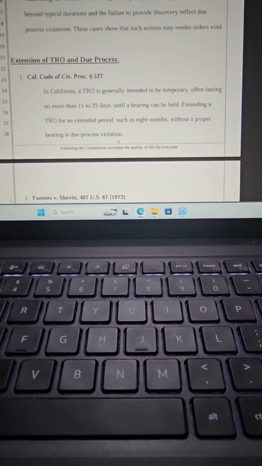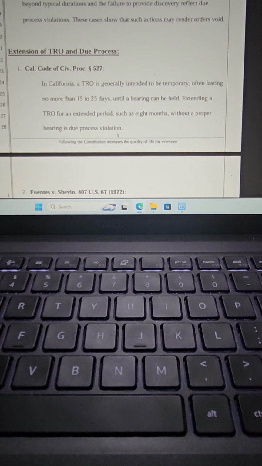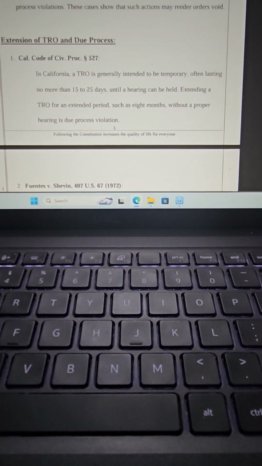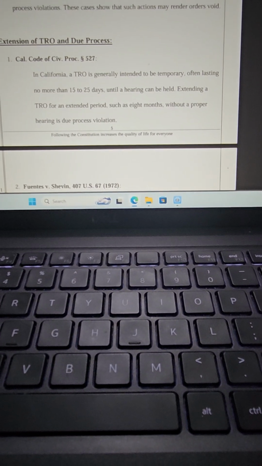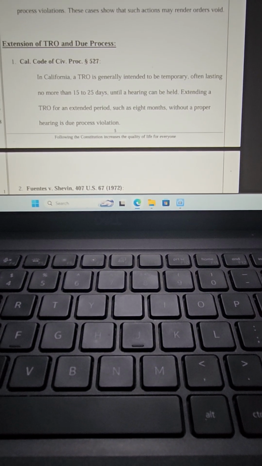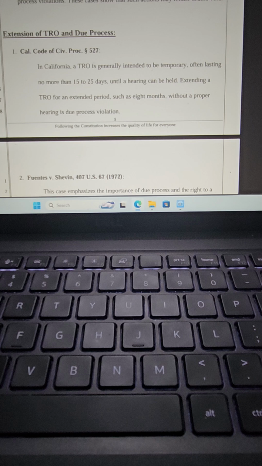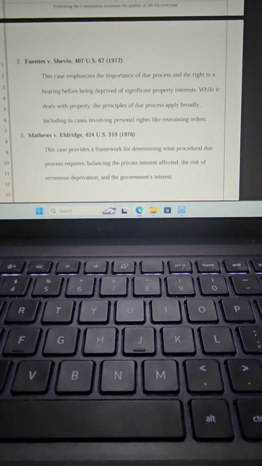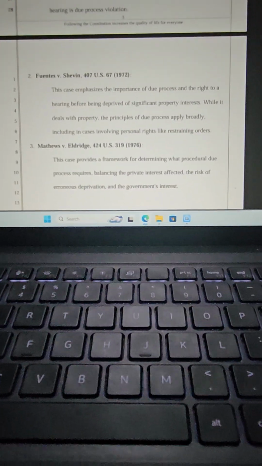In California, a TRO is generally intended to be temporary, often lasting no more than 15 to 25 days until a hearing can be held. Extending a TRO for extended periods such as 8 months without a proper hearing is a due process violation. They extended mine for 8 months.